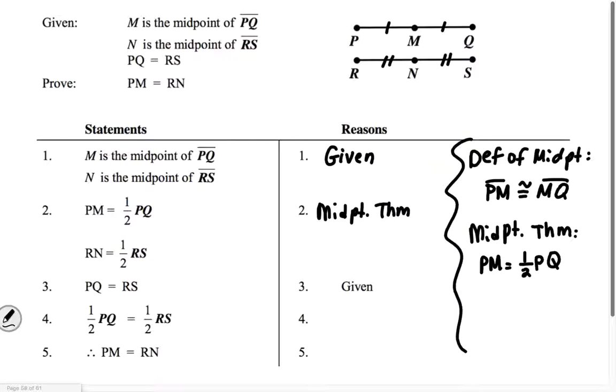All right, and then we have another given, PQ is equal to RS. And then 4, why do we think we can say half of PQ is equal to half of RS? Not substitution. What do we do to both sides? How do we go from step 3 to step 4? We divided by 2, right? Or multiplied by 1/2, either way. So I'll say multiplication property of equality. Oops, multiplication property of equality. So we multiplied by 1/2.